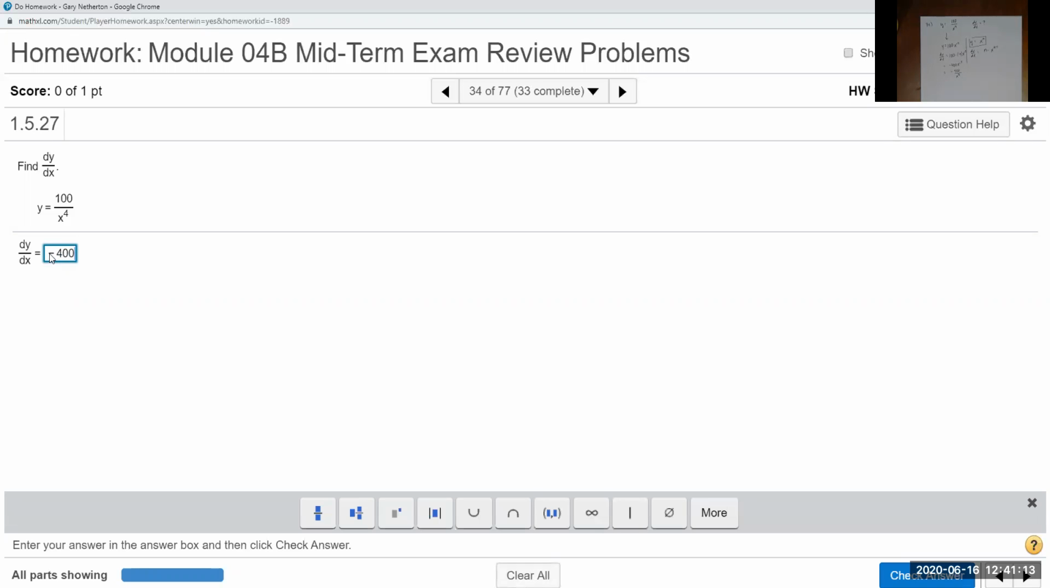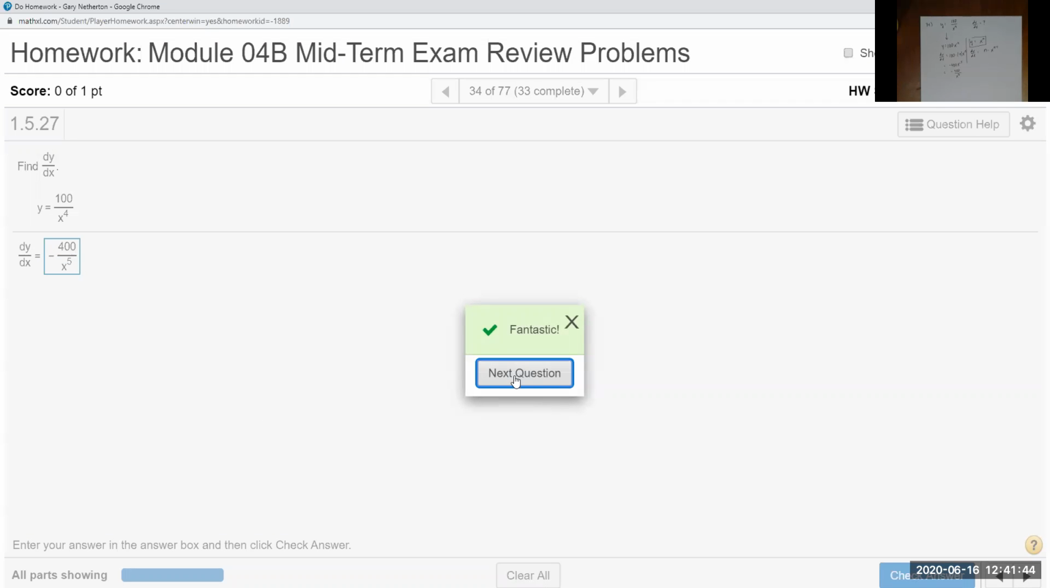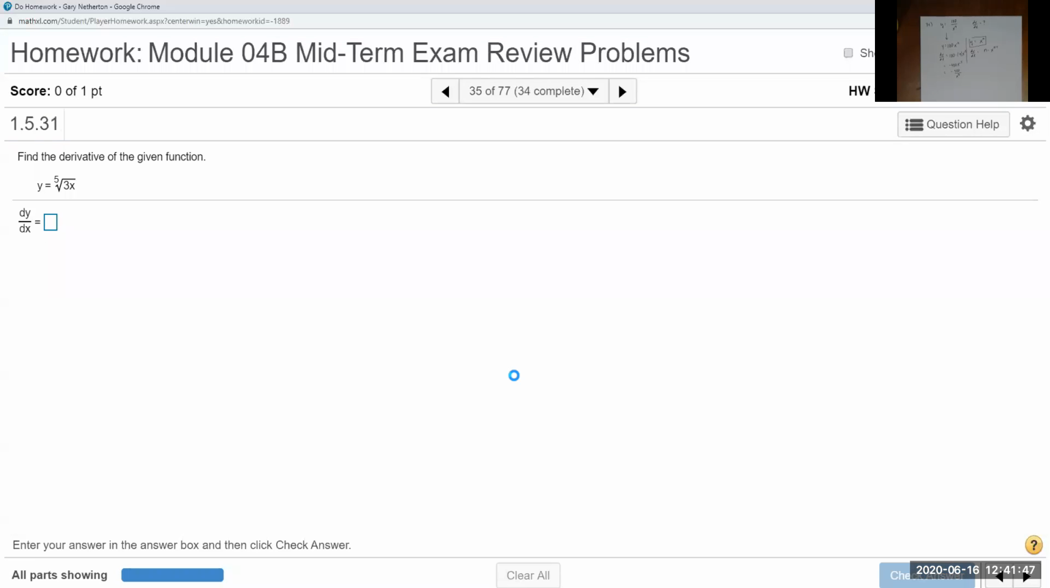Negative 400. Whoops, this needs to be a fraction. So you can type this key down here, but also sometimes in MyMathLab, if you just type /, once again, it by default gives you a fraction. And now x caret to the 5th. All right, so it's not too bad.